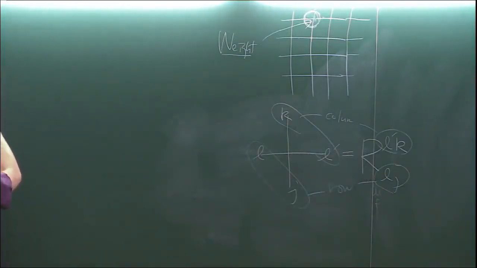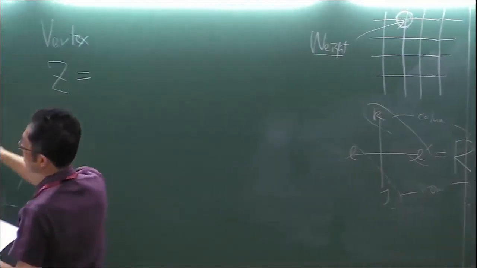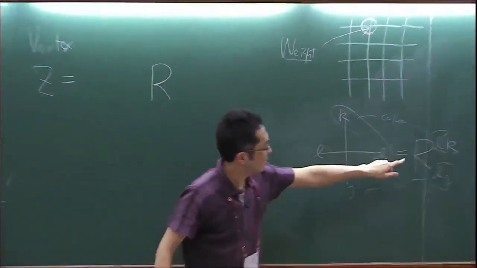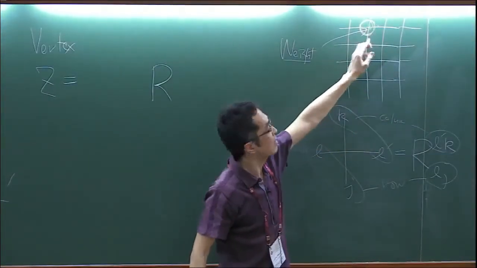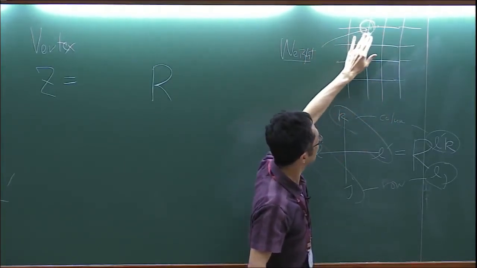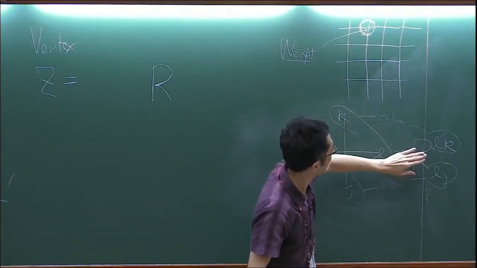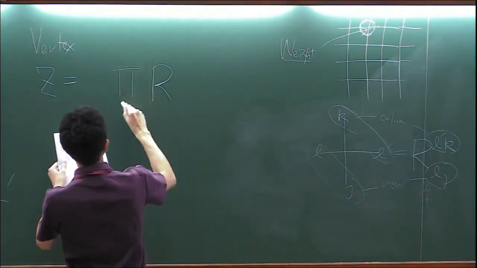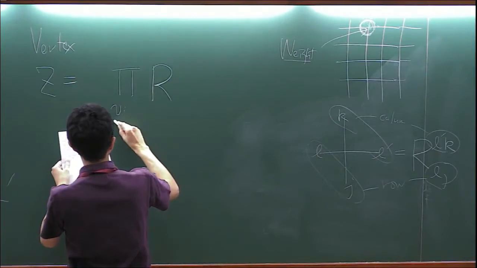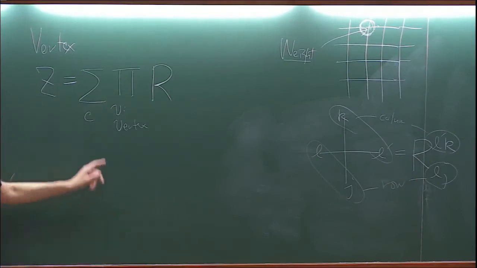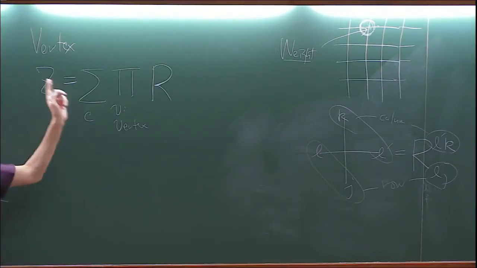Then the partition function for this vertex model is like this. So R is representing a weight at each vertex. And the weight for the whole system is just a product of this weight at each vertex over all vertices. So now we take a product, and then take a sum over all configurations, right? So this is the vertex model in general.